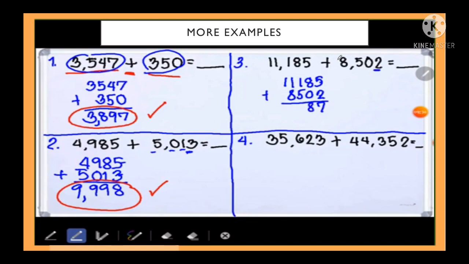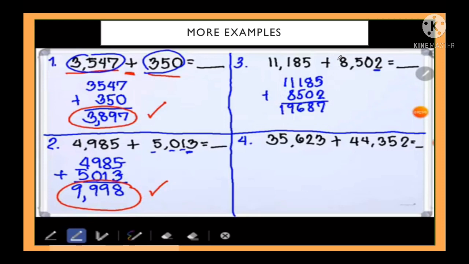1 plus 5. What is 1 plus 5? 6. 1 plus 8. 9. Very good. And then, we don't have any number here, so therefore we will just put 0. And then 1 plus 0 is 1.